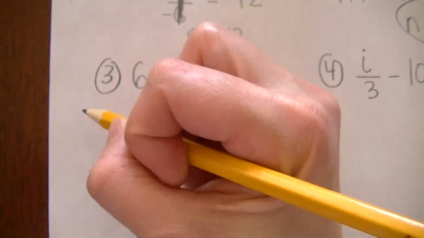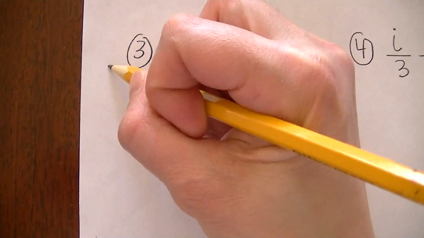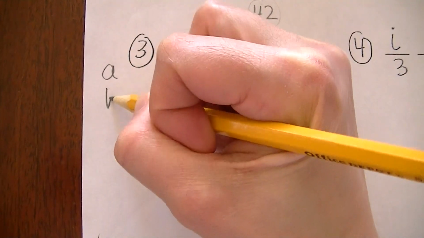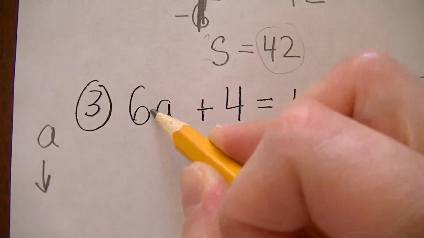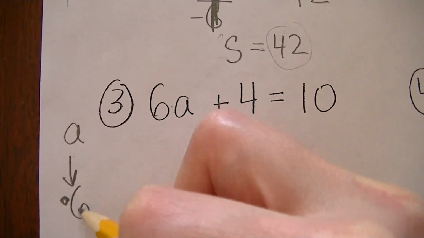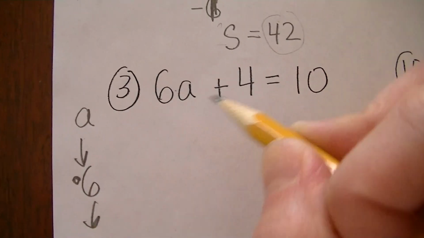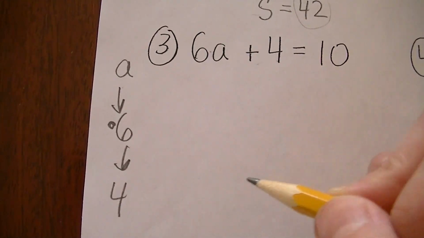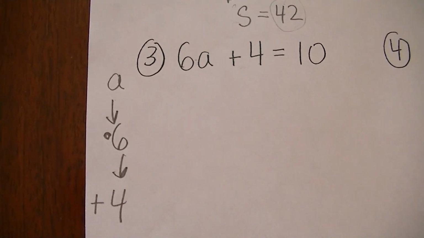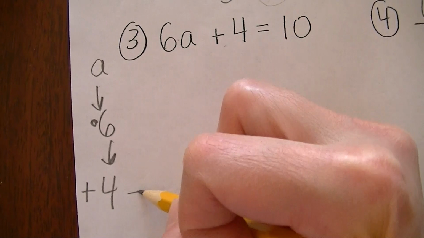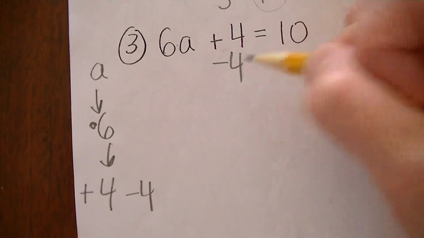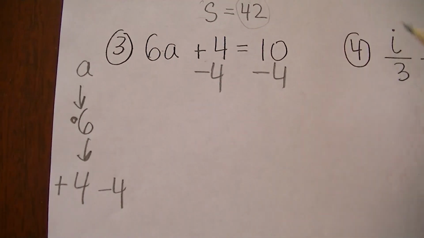Number 3. You should pause the video and try this one on your own, okay? Start with A, the variable, then remember that means multiply. They multiplied A by 6, and then they added 4 over there. Whoops, don't forget the operation, okay? Opposite plus 4 is -4, or subtract 4. Do it to both sides of the equal sign.